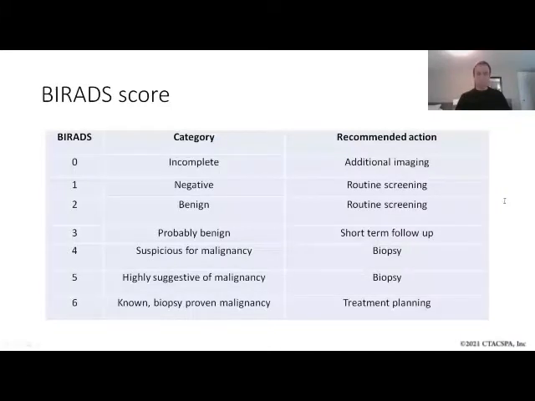BIRADS 4 is suspicious for malignancy, which gets a biopsy, and BIRADS 5 is highly suggestive of malignancy. This is your spiculated lesion that has overlying skin thickening. And then BIRADS 6 is a known breast cancer that already has a clip in it and has been proven to be malignant from pathology. Those patients obviously need treatment planning.